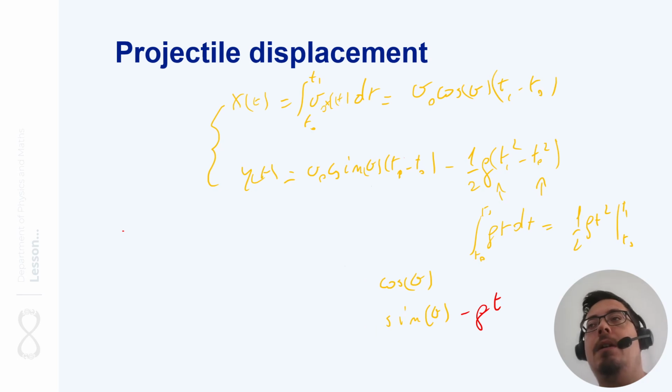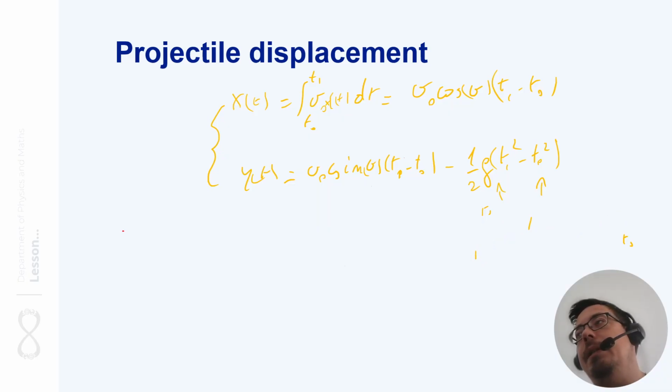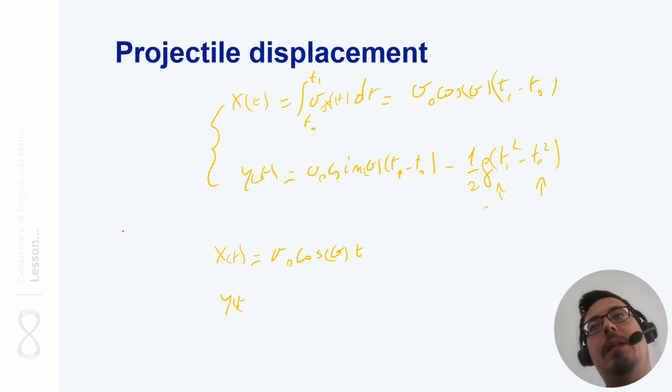and easily enough we can simplify it. So basically we can simplify this equation by choosing t0 equal to 0, and we have a formula for x of t, which is v0 cos theta times t, and y of t is v0 sine theta t minus 1 over 2 g t squared.